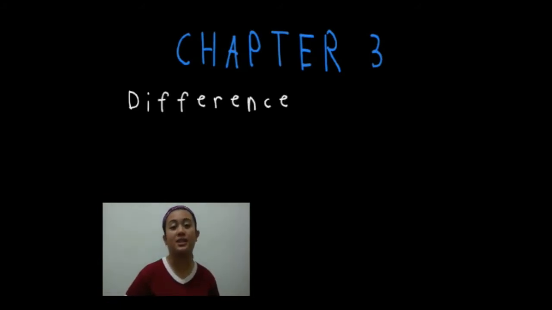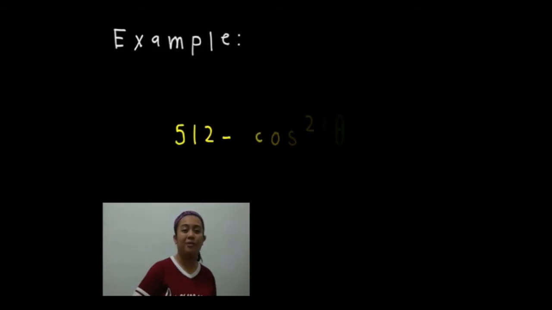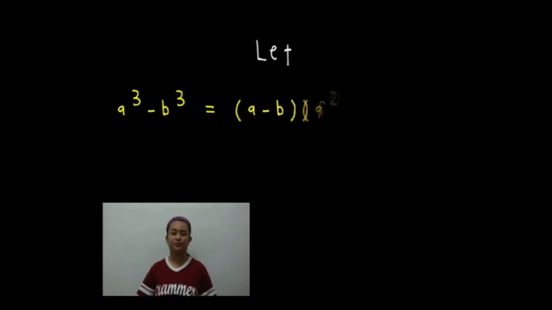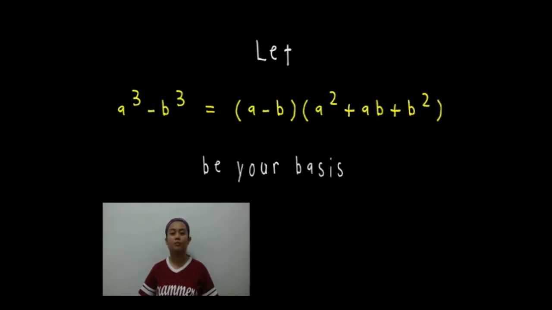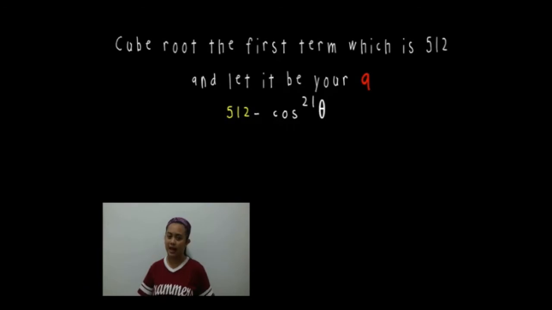What about if you're dealing with cubes? This third chapter about the difference of two cubes, or the DOTC, is for you. So now our given is 512 minus cosine raised to the 21st power theta. Step 1 is to let this equation guide you in order to factor. Step 2 is to cube root your first term and treat it as your A.